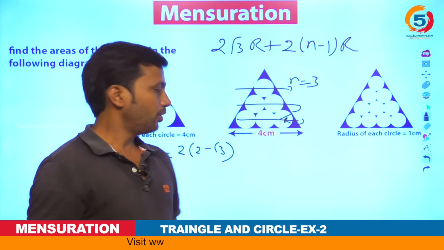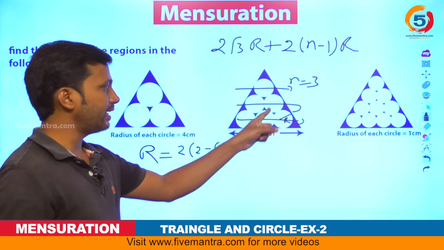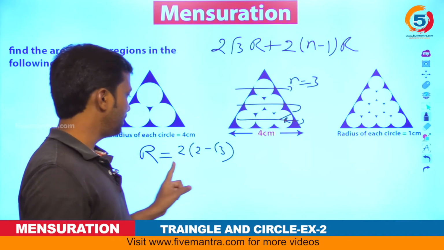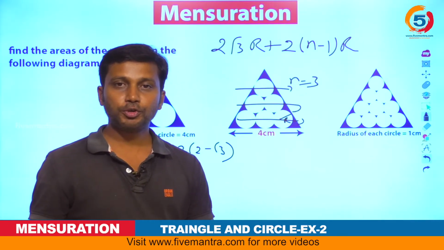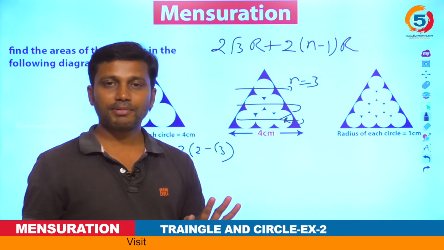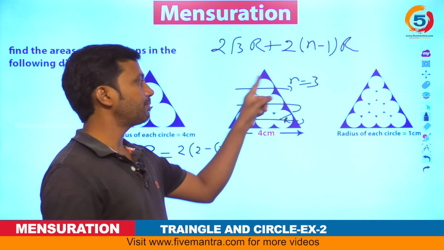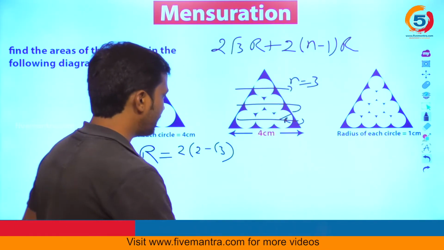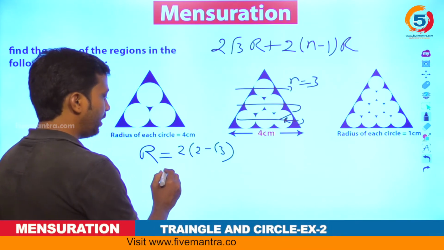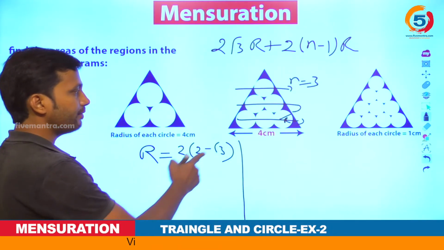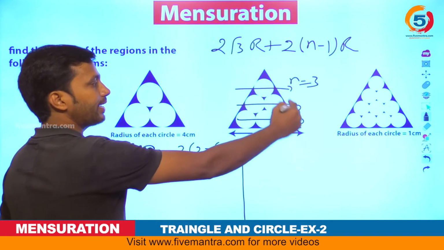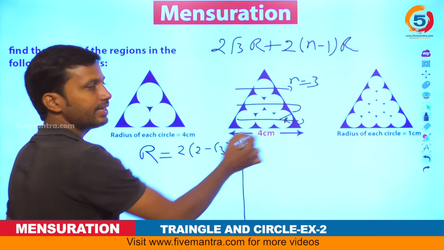So you find the radius of each circle in the second case is equal to 2 into (2 minus root 3). Now what we have to do? We have to simply subtract the areas of the circles from the triangle. So here the shaded area is equal to the area of the triangle minus the areas of the circles.